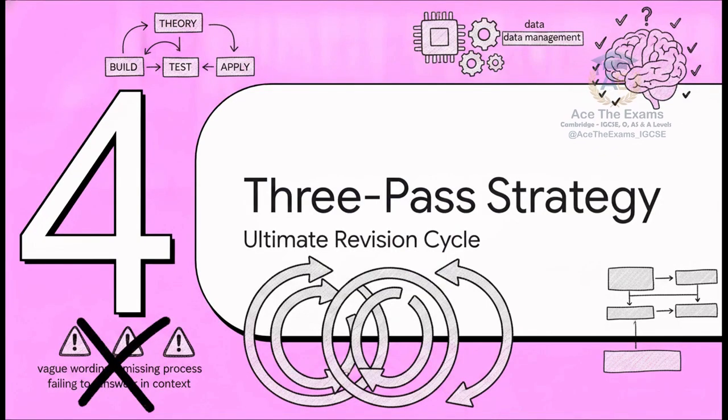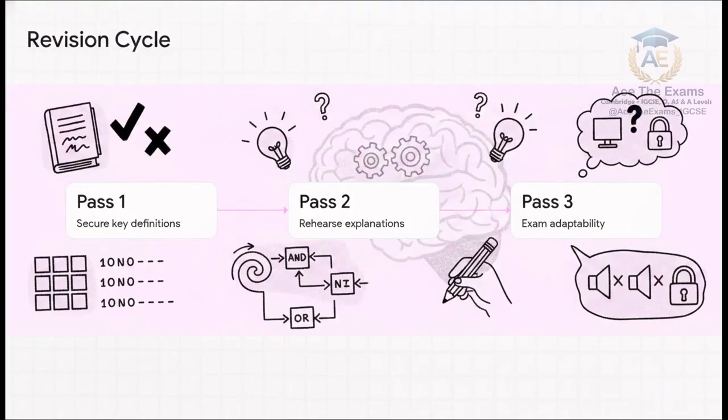Fantastic work. Let's move to Section 4, the 3-pass strategy. This is your ultimate revision cycle. So, to prevent these common errors from happening in the first place, like vague wording, missing process steps, or failing to answer in context, you need a layered study methodology. A strong revision cycle isn't just passively reading your textbook over and over again. It's a strategic process. Let's walk through these 3 passes.